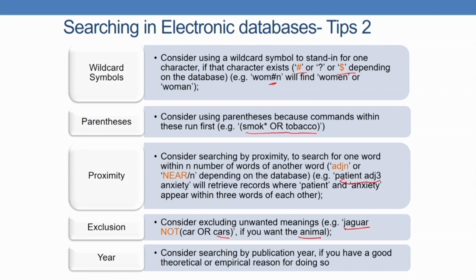The year of study: we can consider searching by publication year if you have a good theoretical or empirical reason for doing so. Example, 2001 to current, if you are conducting a review since a previous review which was published in 2001. So, this is how you can mention your timeline. In the search you can mention 2001 to current, or if you want to delve into more historical literature, you can give a search such as 1948 to current. So, this will give you more specific search results.